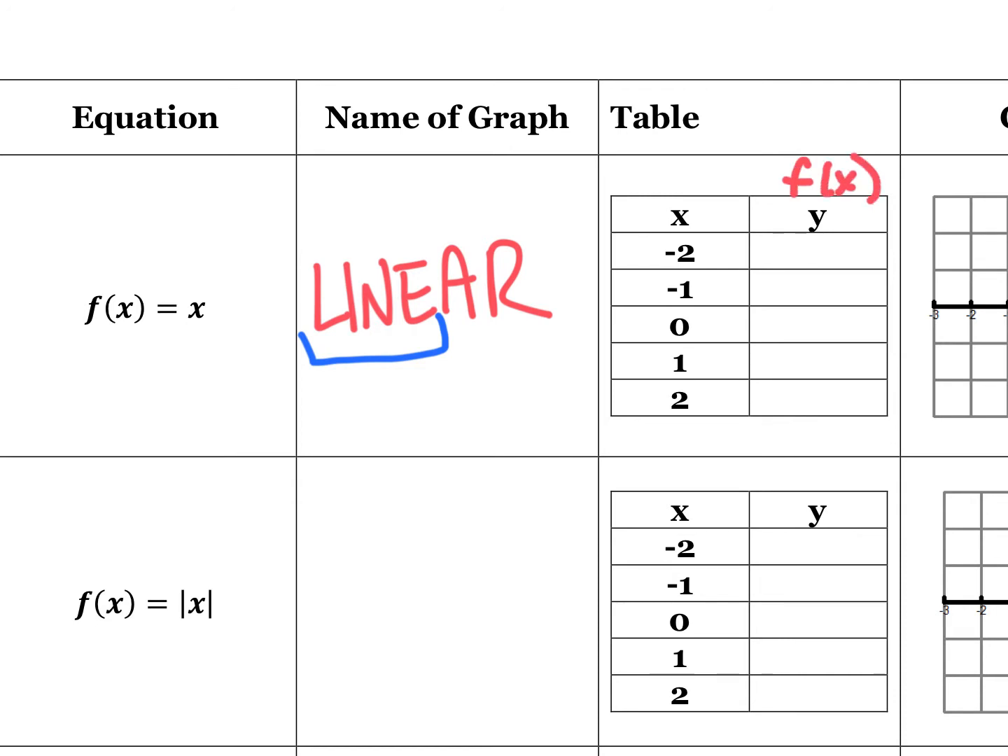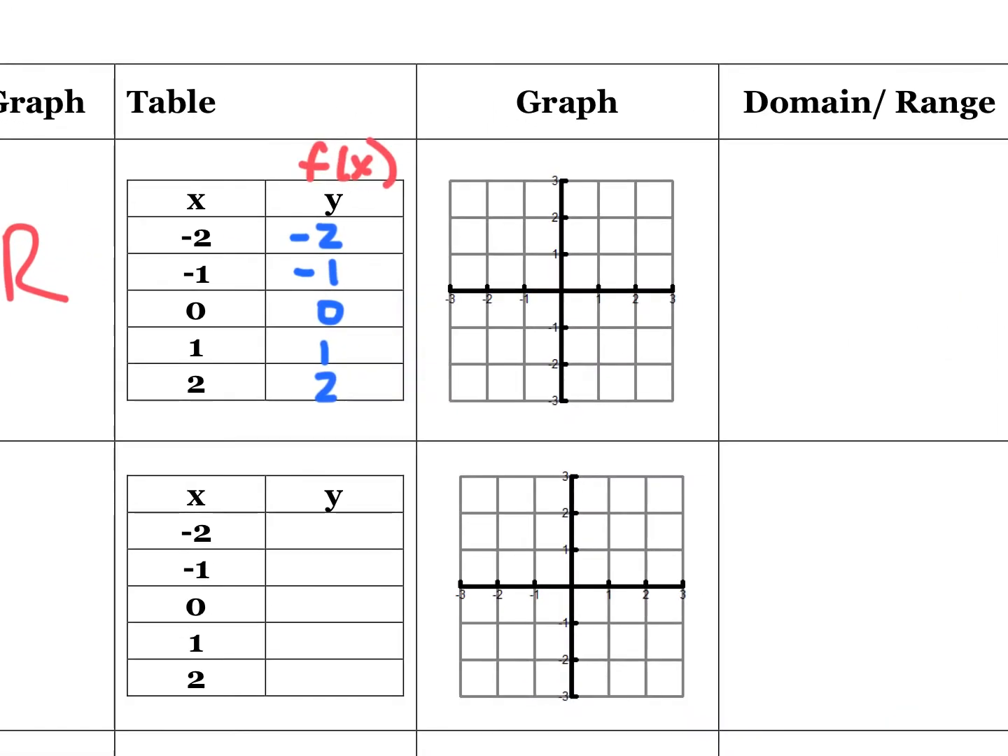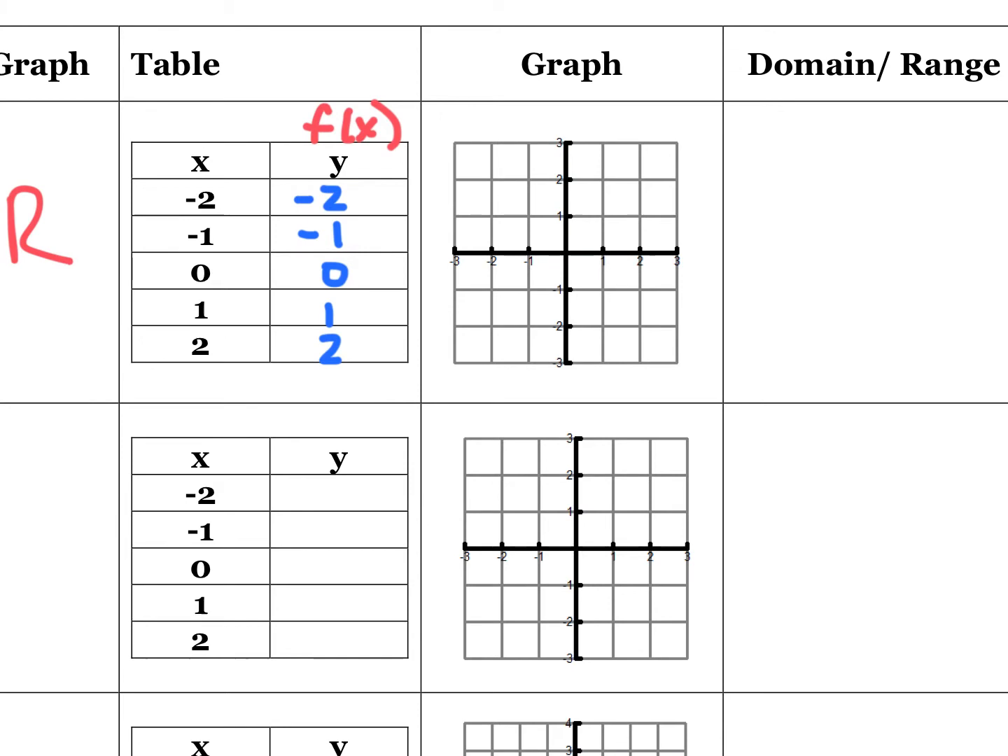And because f of x equals x, every single number in this table should just match. Negative 2, negative 2, negative 1, and so on. So when we go to graph, we just plot these points. Negative 2, negative 2, negative 1, negative 1, 0, 0, 1, 1, 2, 2. So it's a straight line right through the diagonals, and it cuts through the origin.